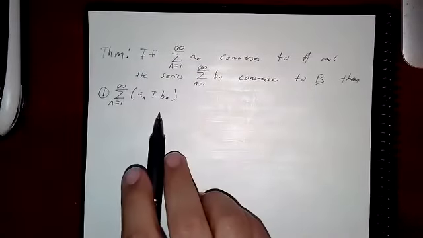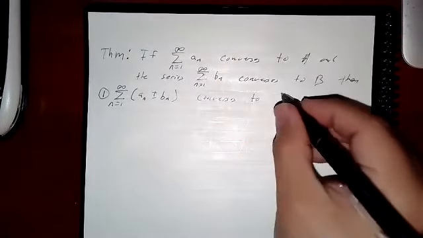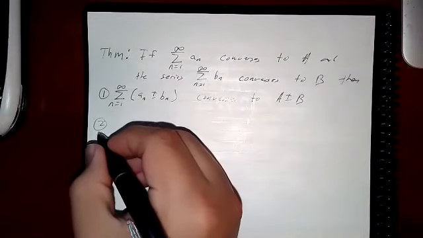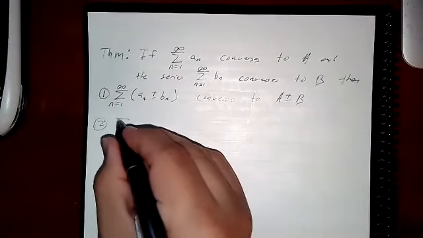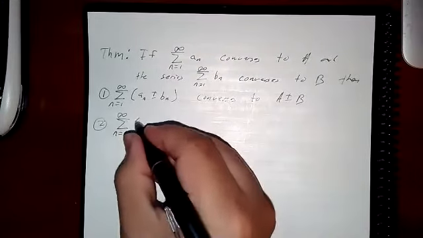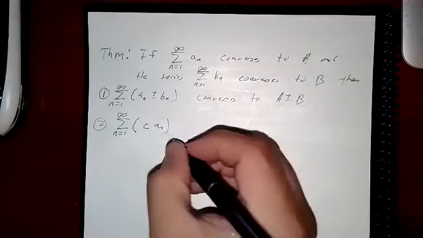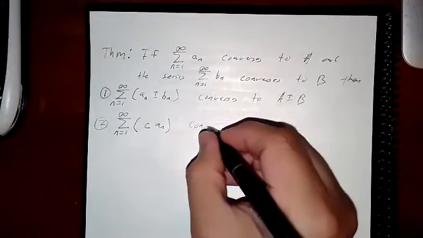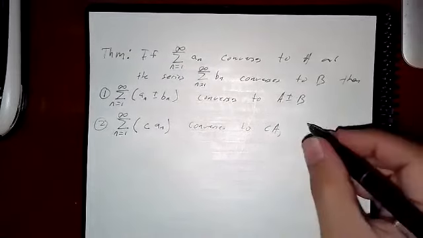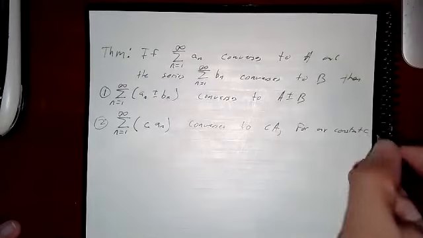So the sum of both series converges to A plus or minus B. Number 2, if you multiply by a constant on your series or sequence, then it converges to C times A for any constant C.